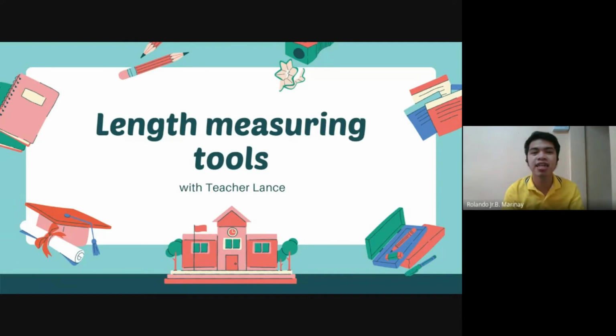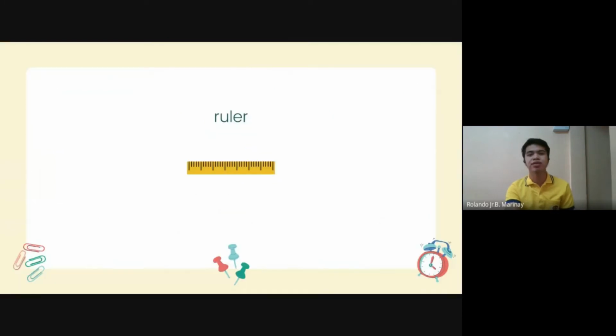These are the length measuring tools. The length measuring tools are the things that we use in measuring the length, width, and height of an object. They are called measuring tools. The first measuring tool is the most familiar with us, the ruler.